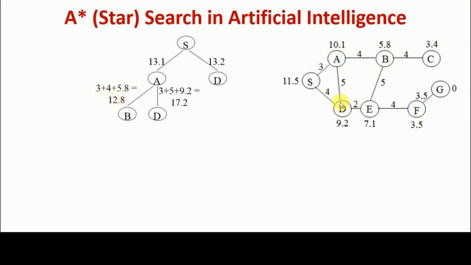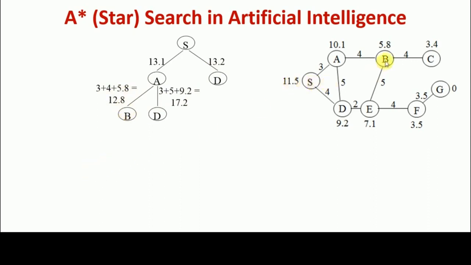Similarly, for this particular D, if I want to go to this particular D, the distance is 3 plus 5, because A is the current node here. So 3 plus 5, that is 8, plus the heuristic value, that is 9.2, I will get 17.2 in this case. Now if I consider these three, 12.8, 17.2 and 13.2, 12.8 is the minimum here. So I will consider B as the current node. I will start processing here.